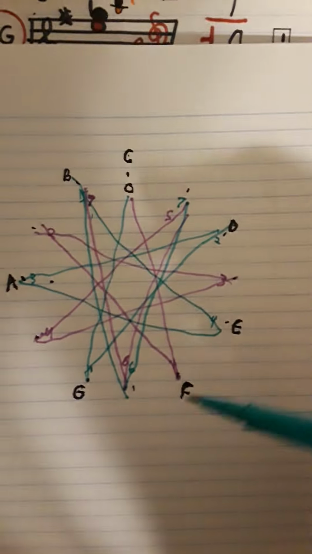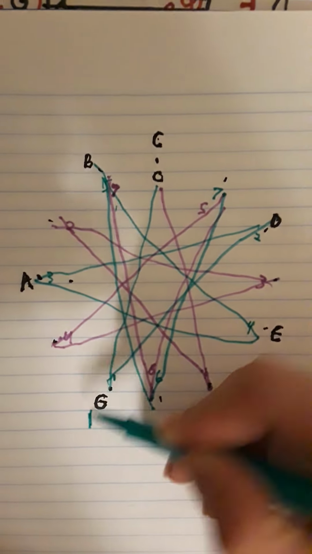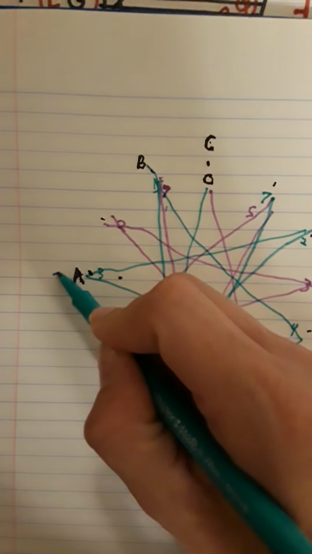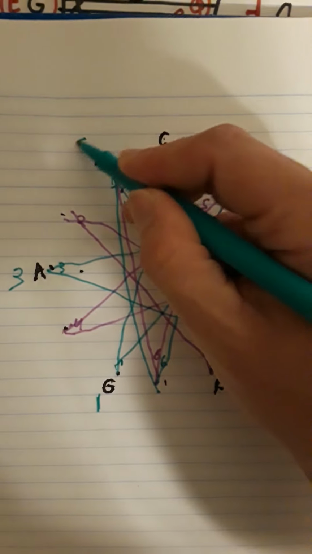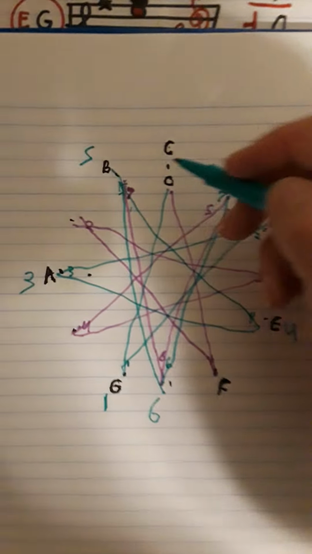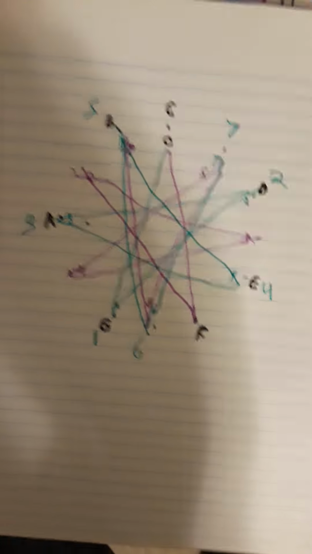So basically, C, G, D, A, E, B, F sharp, and then C sharp. So those are the points for the sharps.